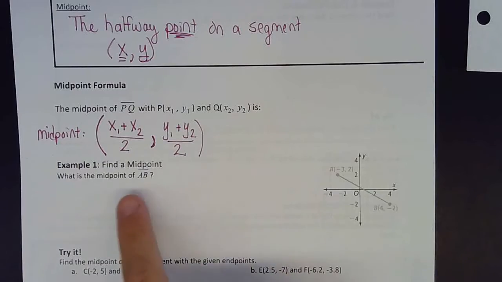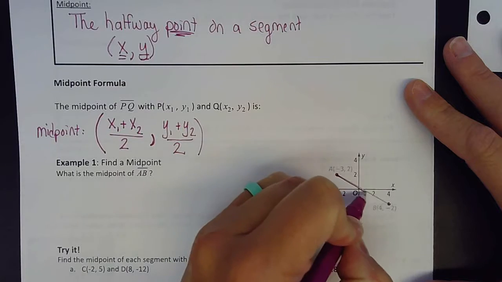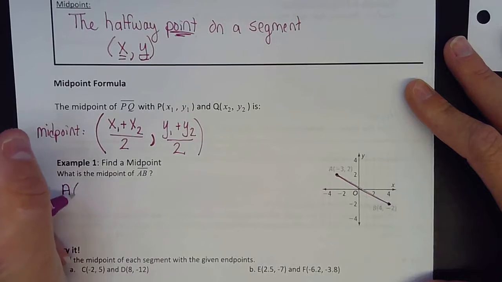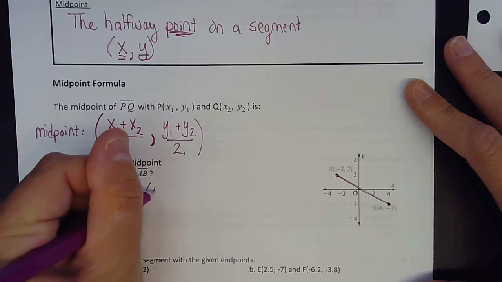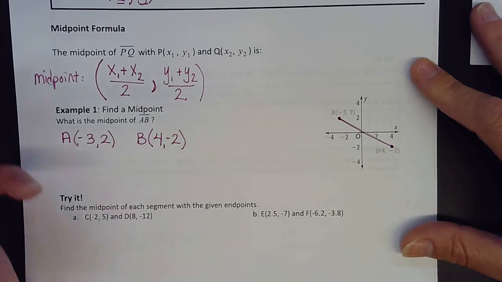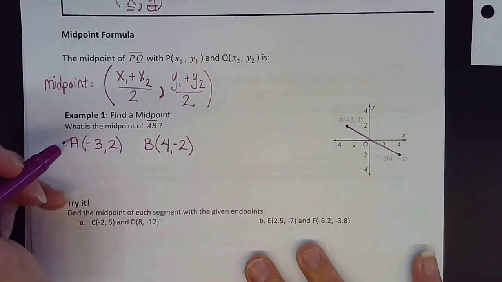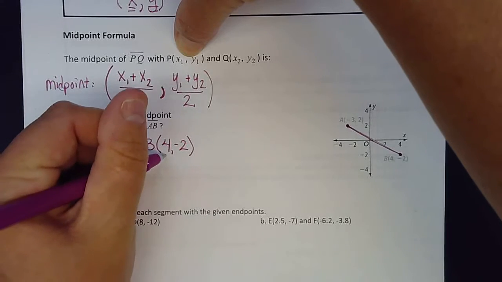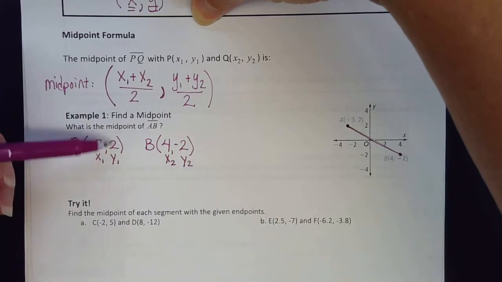So example 1 says, find the midpoint. What is the midpoint of this segment AB? A is right here at negative 3, 2. So A is at negative 3, 2. And B is at 4, negative 2. So I'm going to label my points. I am a labeler. So I'm going to label my points with x1, y1, x2, y2. My first coordinate, since this is the first, they get the 1s. This is my second, so they get the 2s. First value is always the x. Second value is always the y.